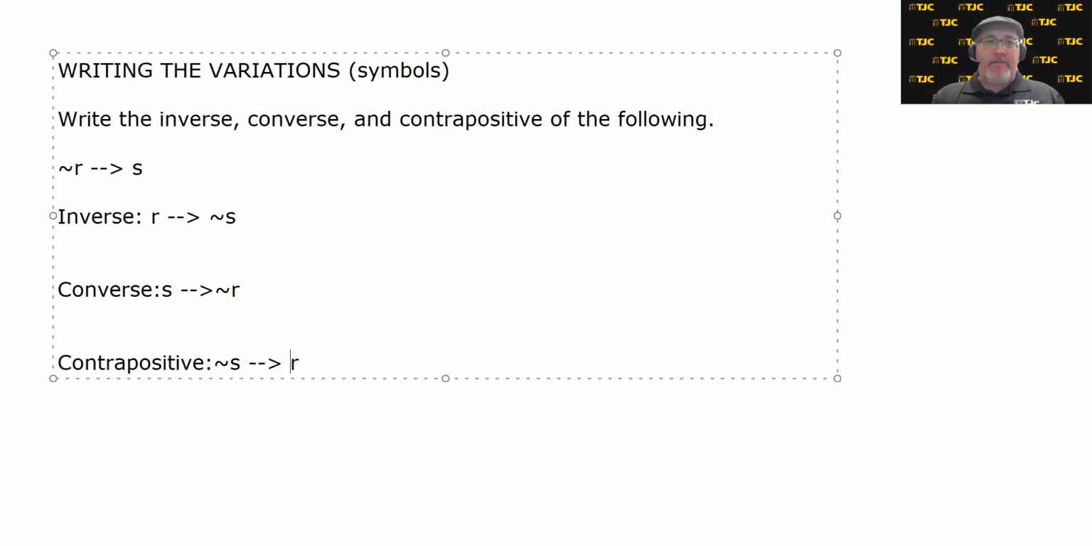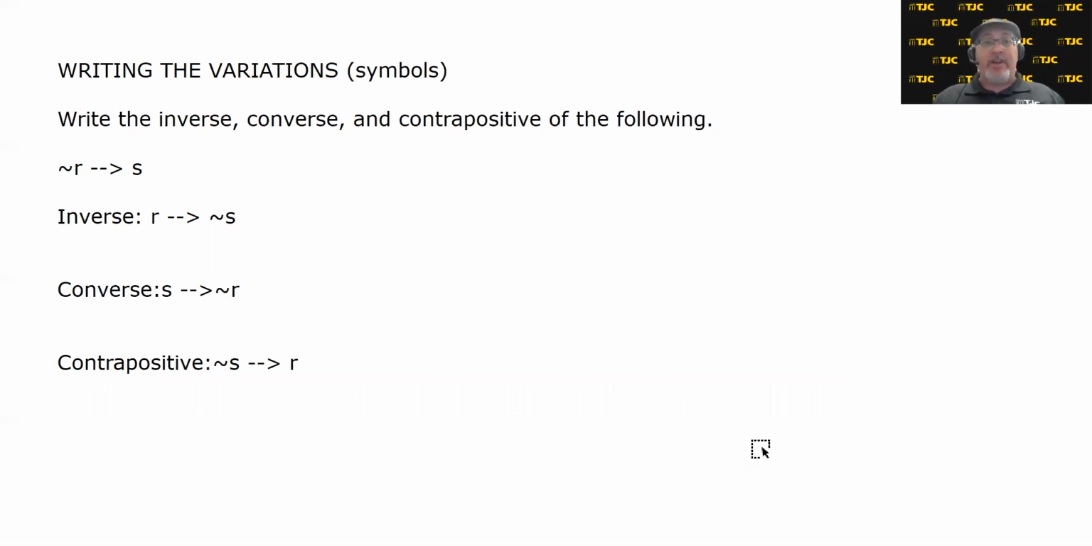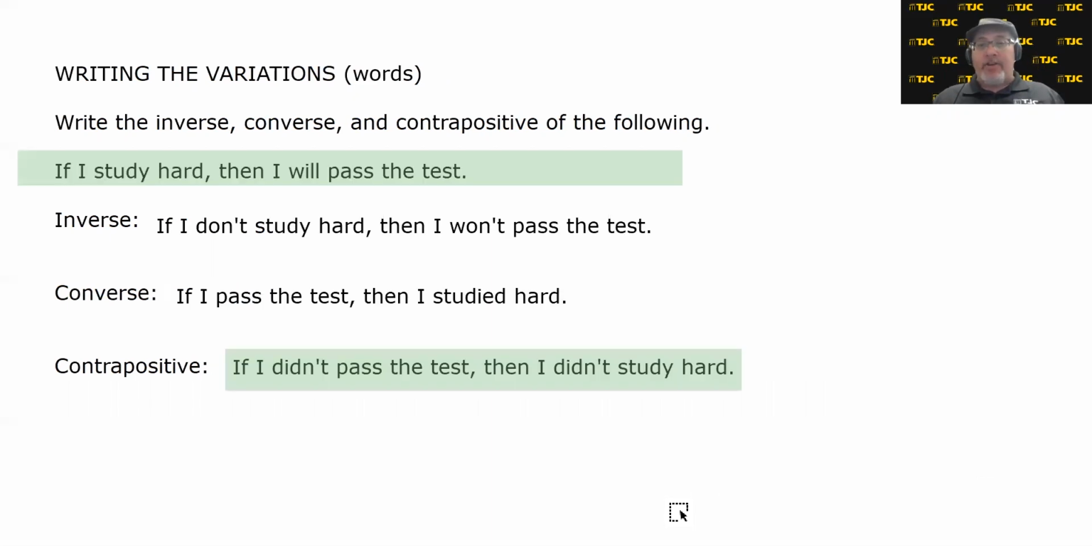So if you think of inverse, converse, and contrapositive as actions performed on an if-then, for the inverse, you negate each half. The converse, you switch each half. And for the contrapositive, you both negate and switch. Then it's really easy to write the variations of a conditional, whether it's symbolic or whether it's in words.